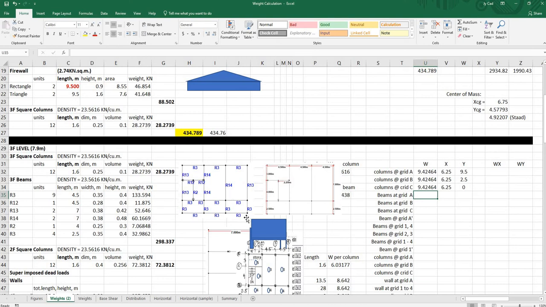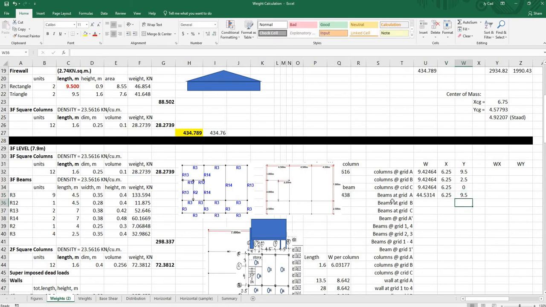At grid B, pare-parehas din silang R3. So pare-parehas sila si grid A, grid B, tsaka si grid C, which is 0.4 by 0.35. Okay, so 0.35 times 0.4, that is the area, multiplied by 13.5, that is the length, multiplied by 23.5616, and that is the weight of the beam at grid A. Next is the x coordinate, again that is 6.25, the y is 9.5.